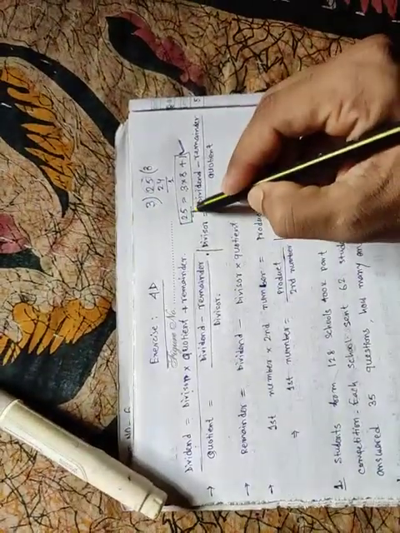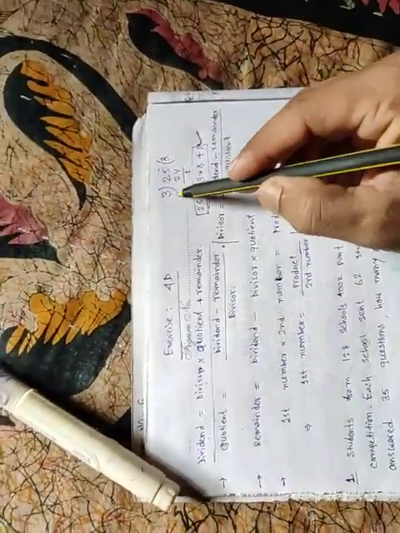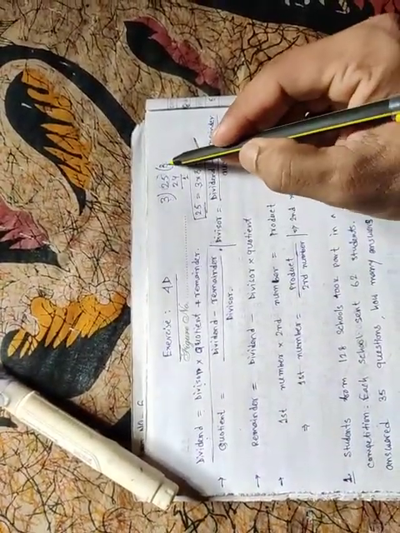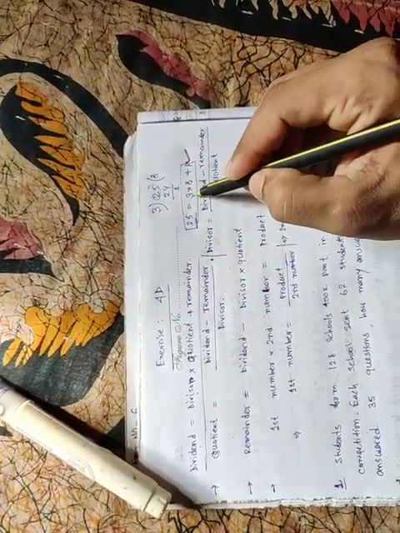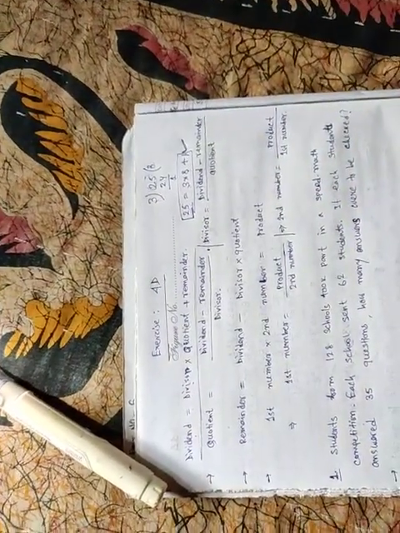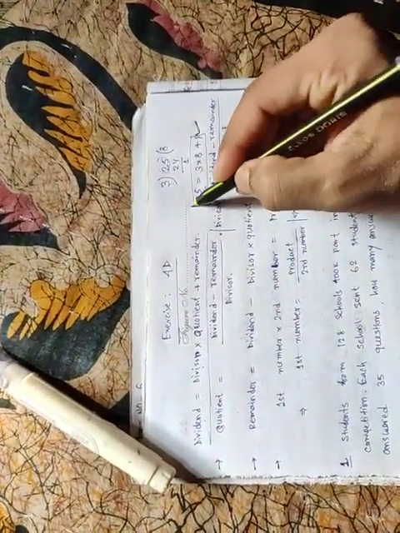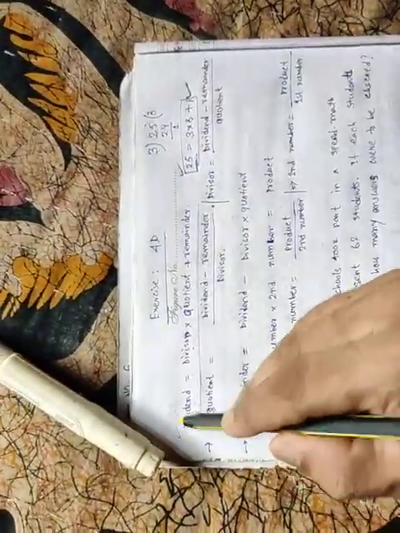So 25 is the dividend, 3 is the divisor, 8 is the quotient and 1 is the remainder. That means dividend is equal to divisor into quotient plus remainder. So this formula is correct. I can explain with this example. I hope you have understood this formula.